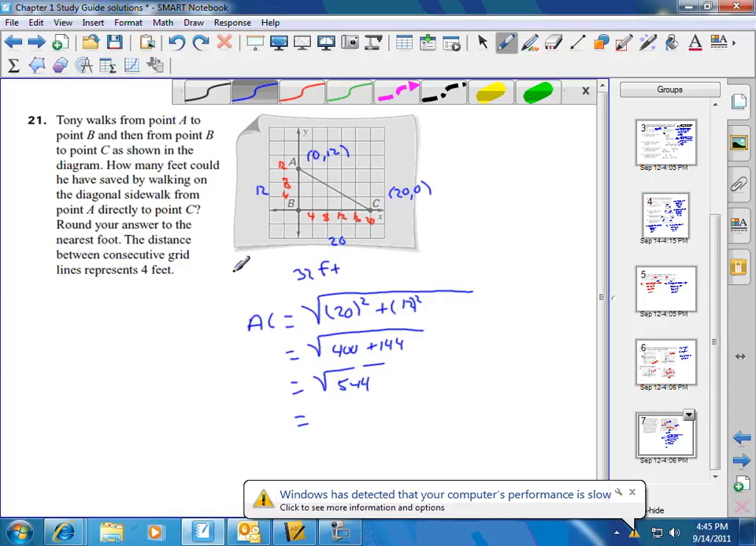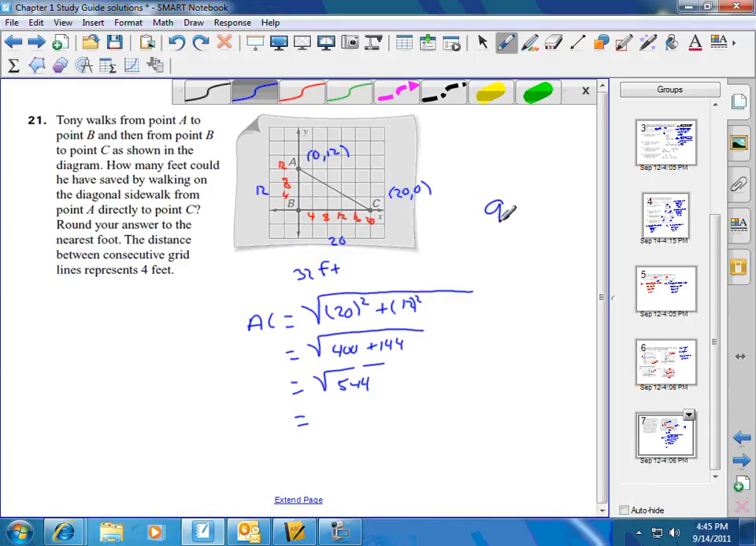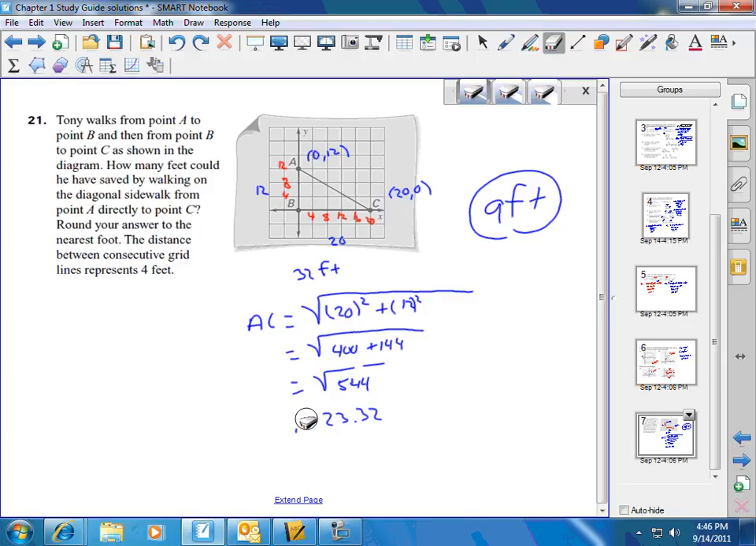So that is about 9 feet. Okay, there's about a 9-foot difference. It's around the answer to the nearest foot. So this route here is 9 feet shorter. Okay, so again, the square root of 544 was approximately 23.32. And again, that's an estimated value. Okay, it's estimated since we're rounding.